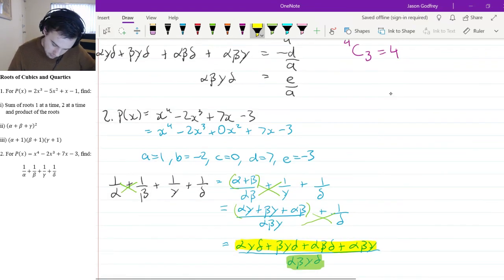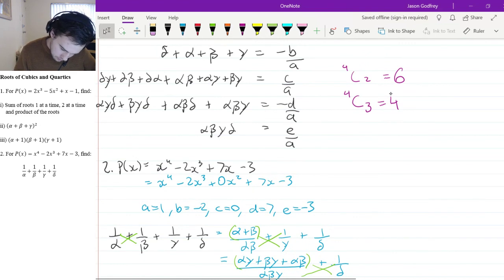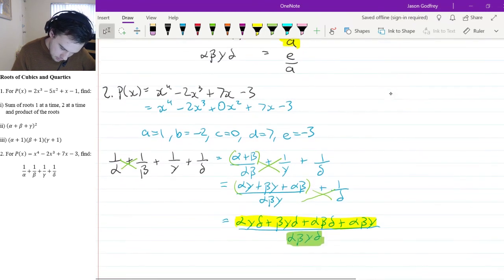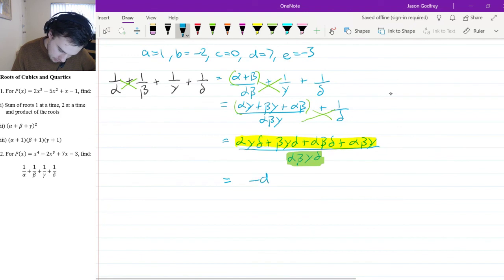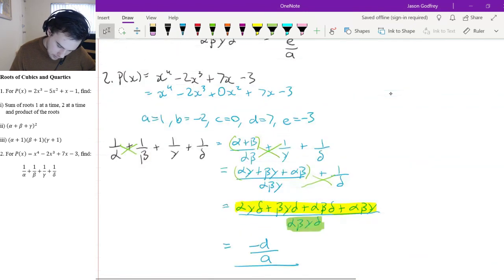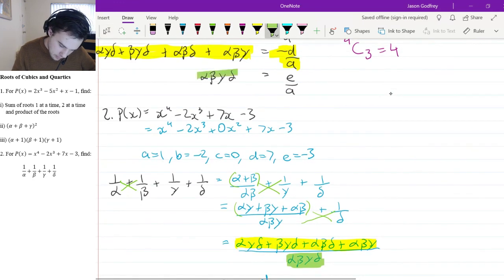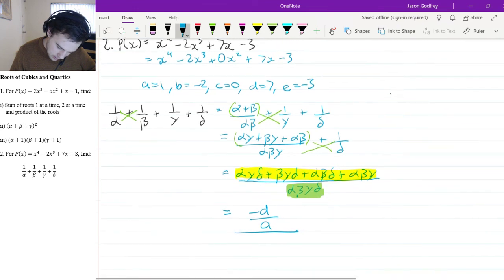Anyway, so the point of that was the yellow one is the sum of the roots 3 at a time, which is negative d on a. So this will be negative d on a all over alpha beta gamma delta, the product of the roots, which is e on a.